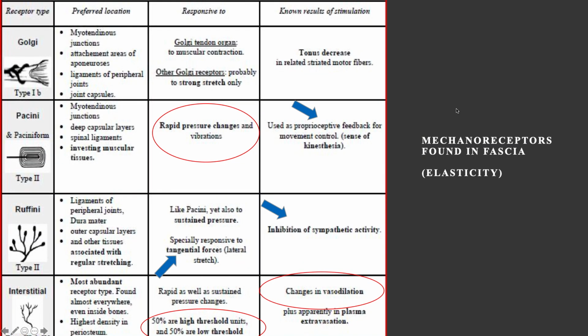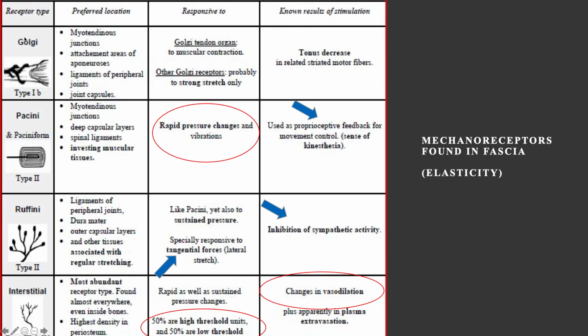This is a really cool slide here. And a lot going on, but really what we're looking at here is the different receptor types that are found in fascia. So we have our Golgi, Pacini, Ruffini, and our interstitial fibers, or receptors rather. So with the Golgis, we're looking at the myotendinous junction.